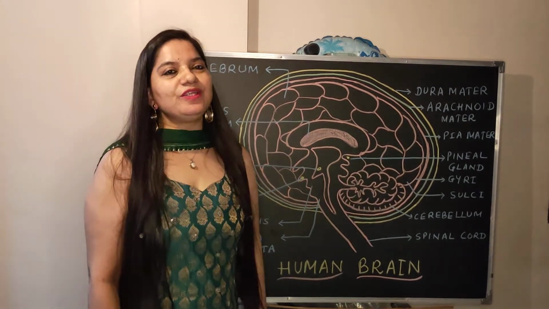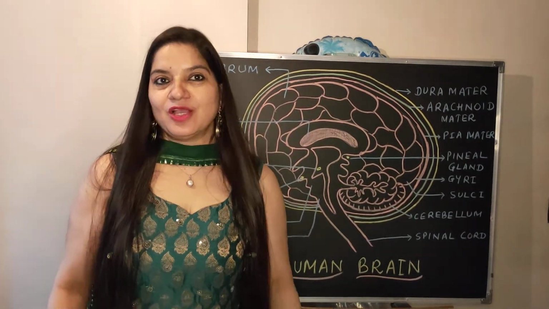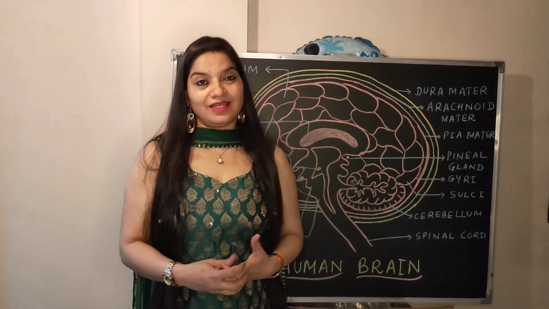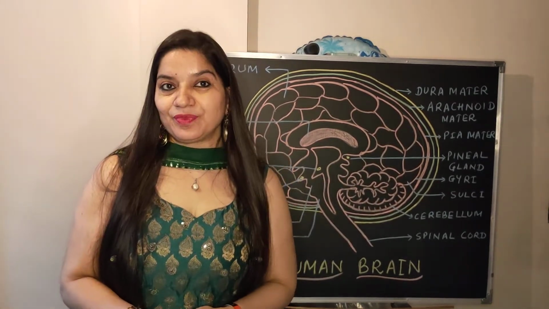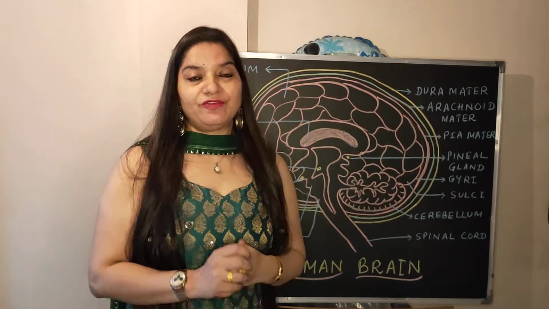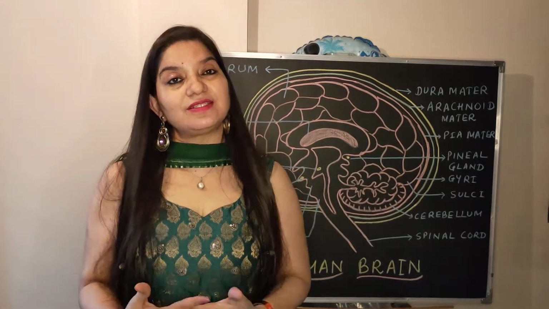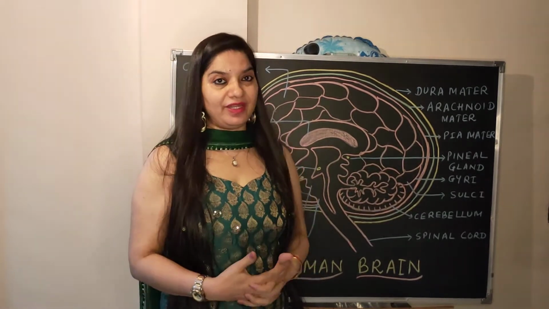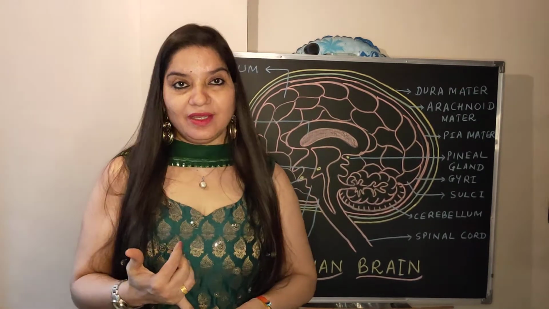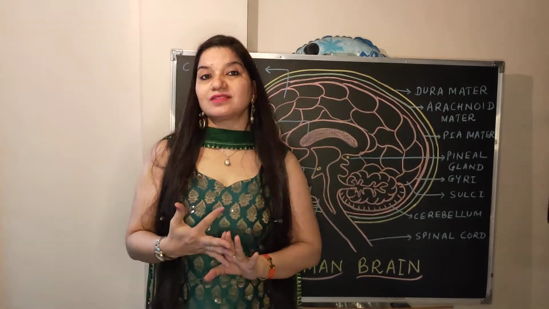Everyone, today I am going to teach you the human brain. The brain is the most delicate organ in our body. It has double protection. First, it is protected in a bony box, which is known as the cranium, and the second protection is its protective covering, which is known as the meninges. So the brain box is the cranium and the protective covering is the meninges.